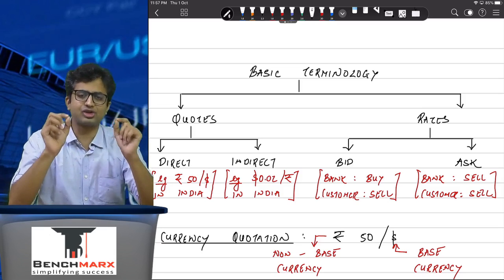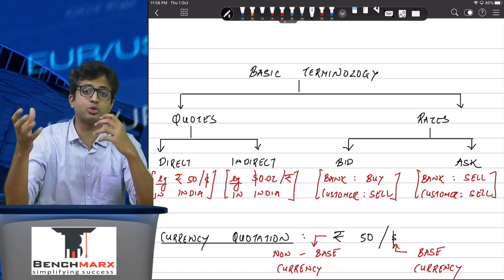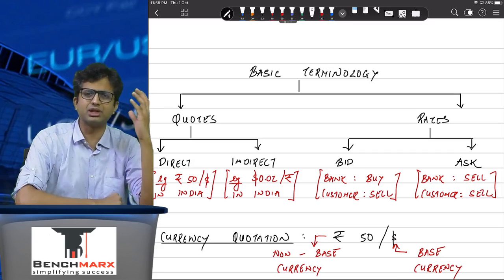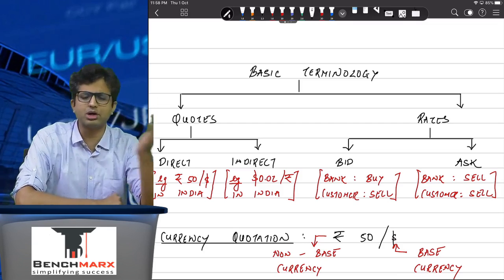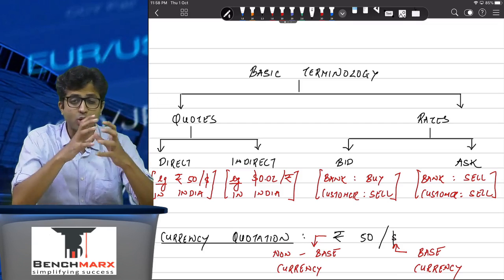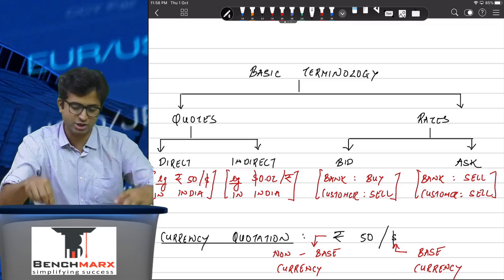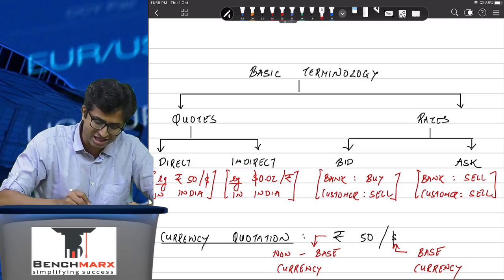Now, exchange rates are relative in nature, so it is a combination of two currencies, and hence they are always quoted in relative terms. So you'll have something like rupees per dollar, or euro per pound, or pound per Swiss franc, or so on. So these are always relative rates. The way in which they are quoted, there are two ways: there's something called a direct quote and an indirect quote.